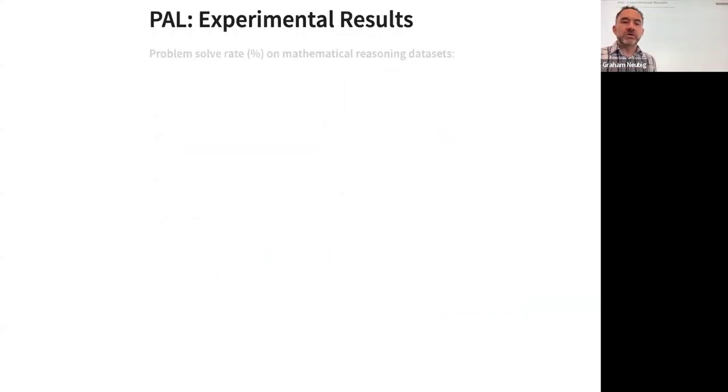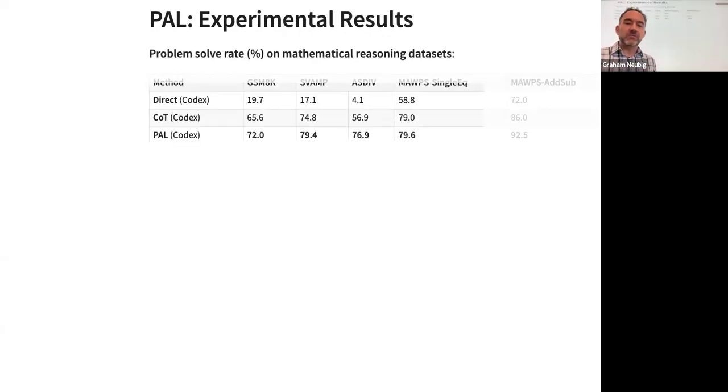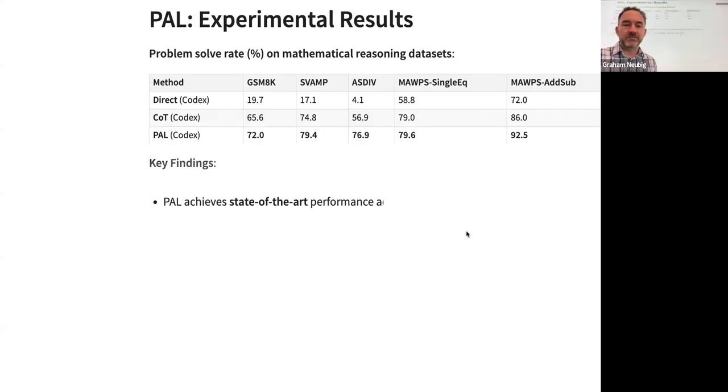But basically what we showed is that on mathematical reasoning datasets, with a simple direct way of solving it, language models back then got 19.7 on GSM-8K. But if you added chain of thought, you would get 65.6. But if you let it execute with a program, it would get a much higher score on all of these math datasets.